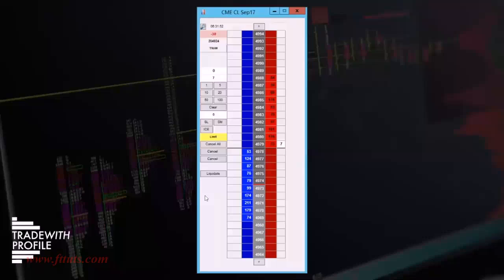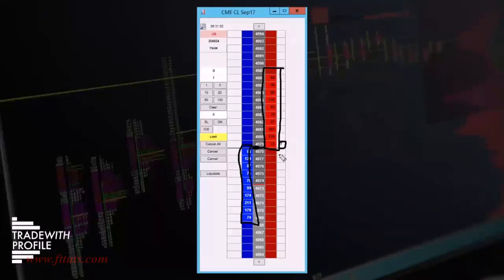We can see this using something some will call a depth of market. Others will call it an order ladder. This is crude oil futures, right? On this side we have the offer, and on this side we have the bid. And then right here is the current price. In fact, there were like 7 contracts that just traded there.